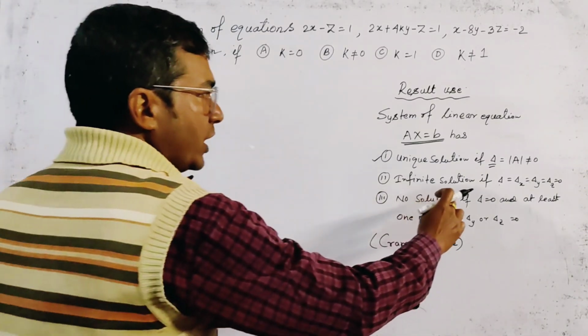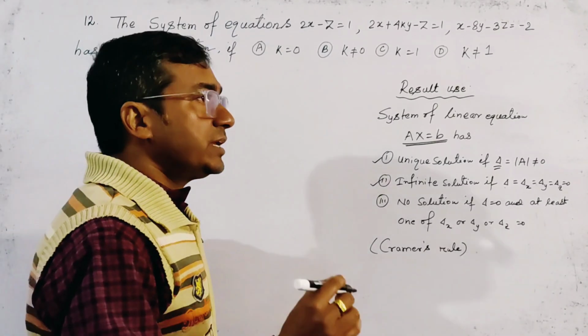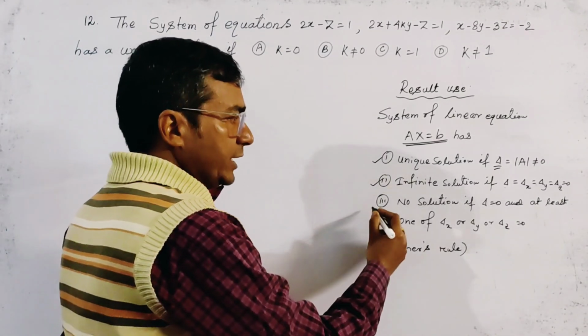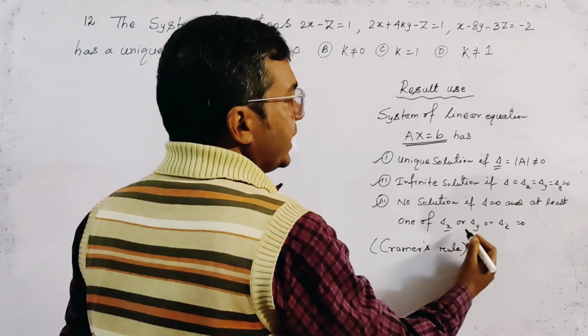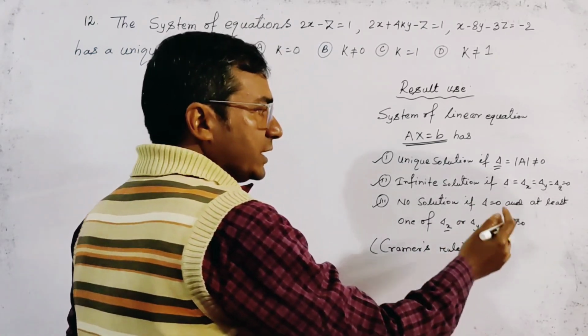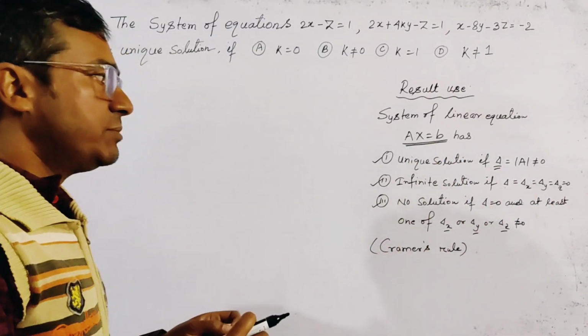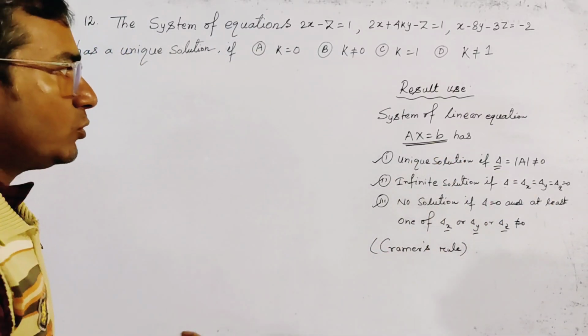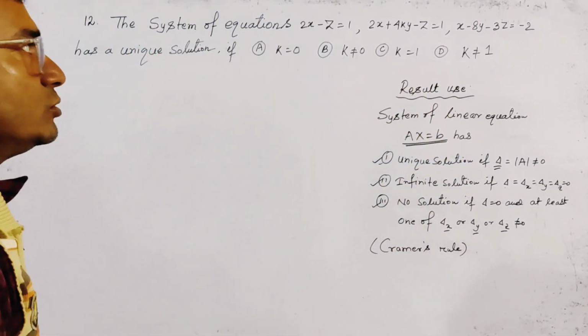Okay, if all are 0, then the system has an infinite number of solutions. And the system has no solution if delta is 0 but any one of delta x or delta y or delta z is not equal to 0. Okay, if this is not equal to 0, then the system has no solution. Here we have to use the first condition, that is determinant A not equal to 0.